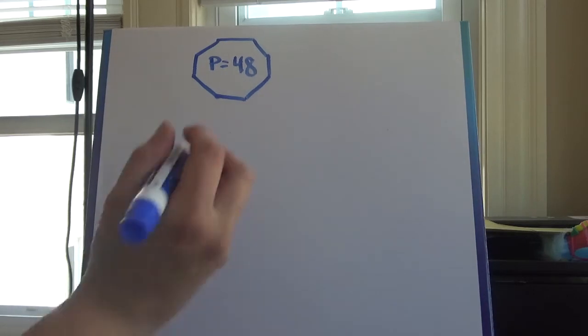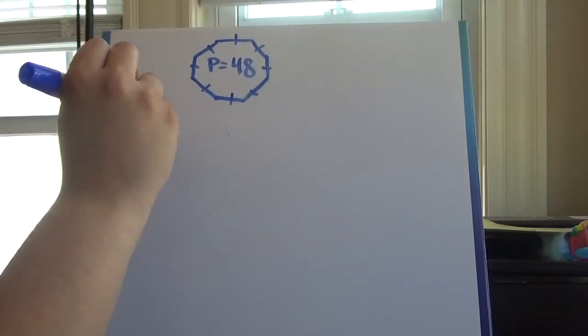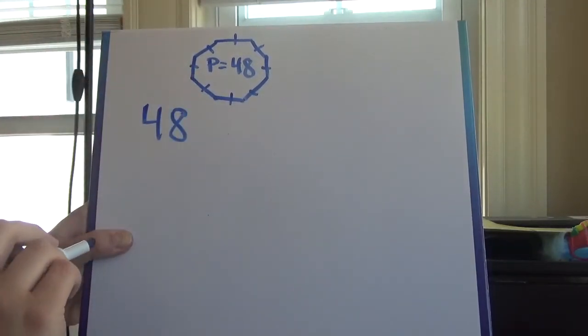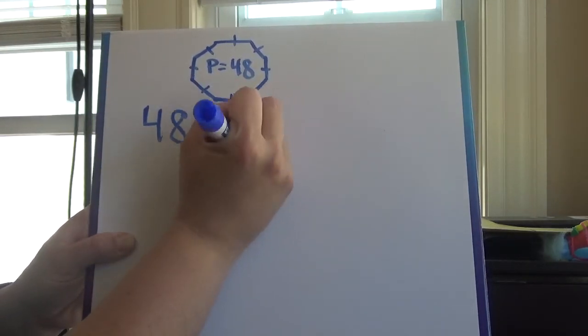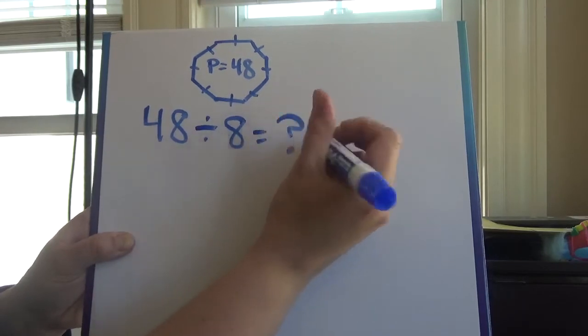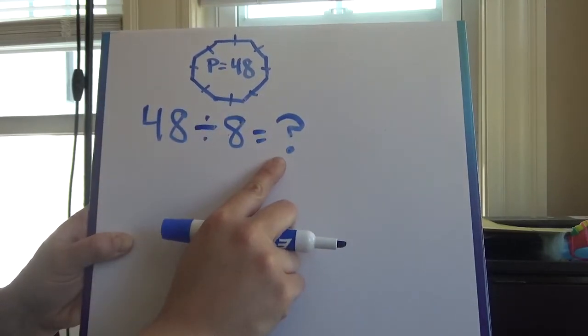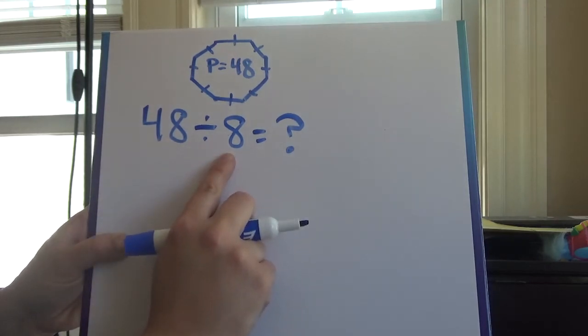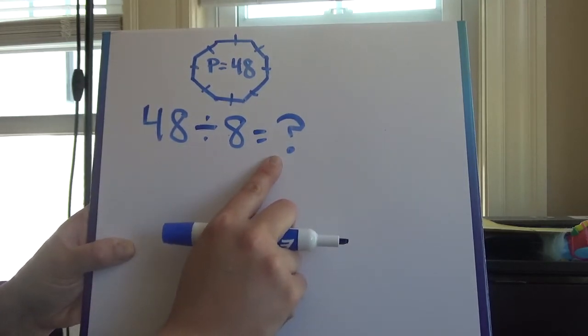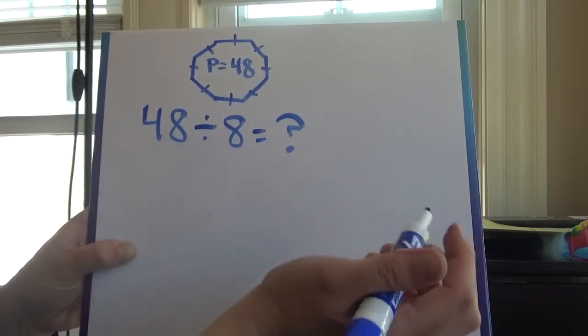Well, in order to do that, we need to think about how many sides this has. We talked about how it has 8 sides. That's why it's an octagon. So I know that I have to start with my total measurement, 48 inches. I have to divide that by the number of sides in order to figure out the length of each side. So I have my total perimeter, and I'm dividing it by 8 sides to figure out the measurement of each side, or the length.